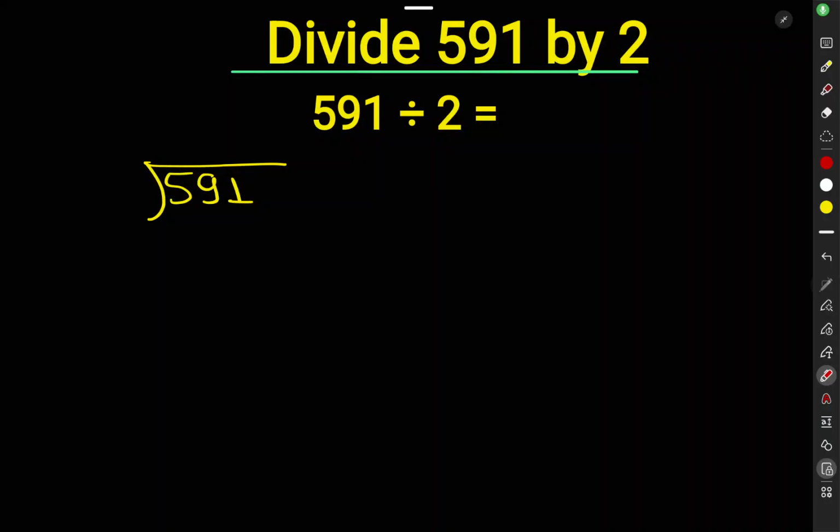We divide 591 by 2 in a long division method. 2 times 2 is 4. On subtracting, we get 1.